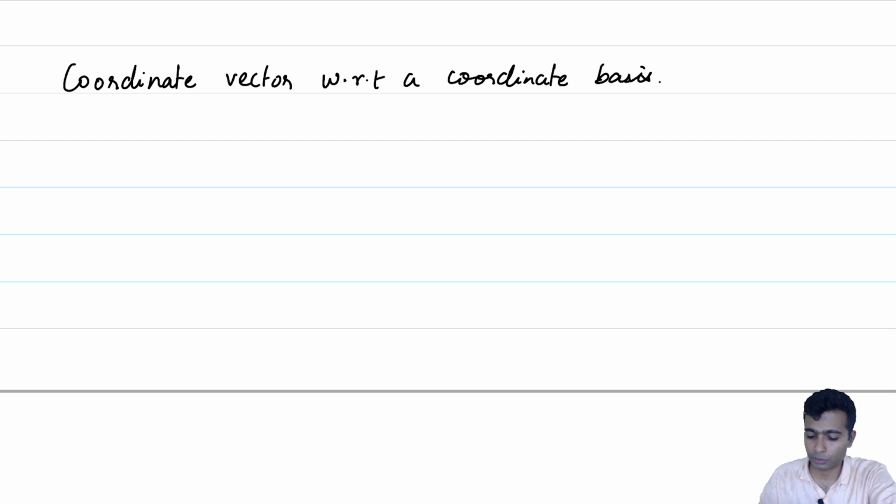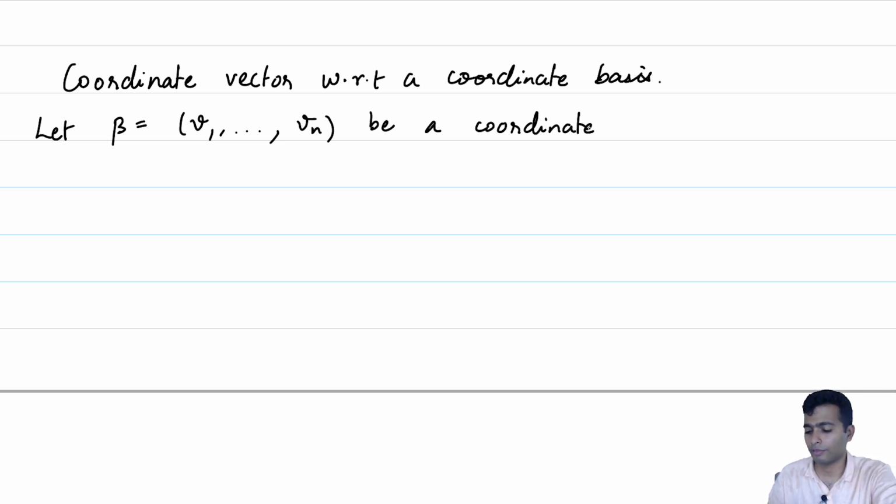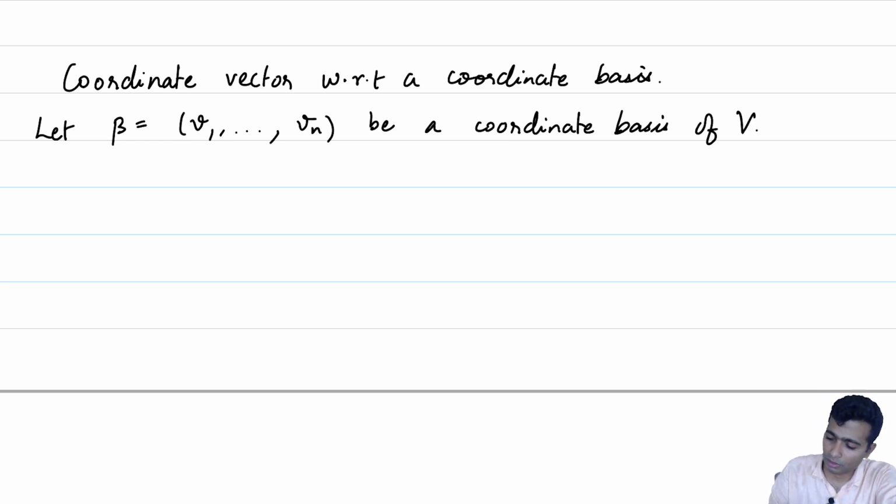Coordinate vector with respect to a coordinate basis. Let V, again the same setup as above, be a finite dimensional vector space, let us say of dimension n. And let beta equal to V1 to Vn be an ordered basis, or a coordinate basis, of the finite dimensional vector space V. Ordered basis is an equally popular term in the literature.